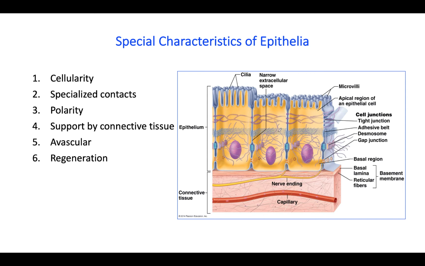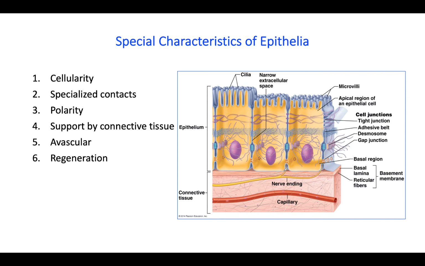Polarity means most epithelial tissue has one free apical surface not attached to other cells. So this part is the apical surface and the other side is the basal surface. This apical side, the free surface, lines the lumen of a duct, vessels, or the lumen of a cavity.